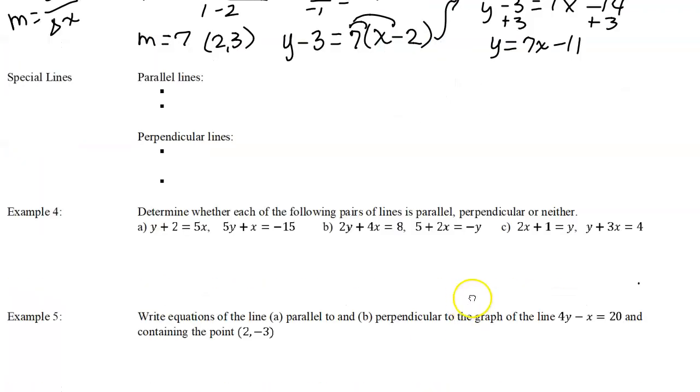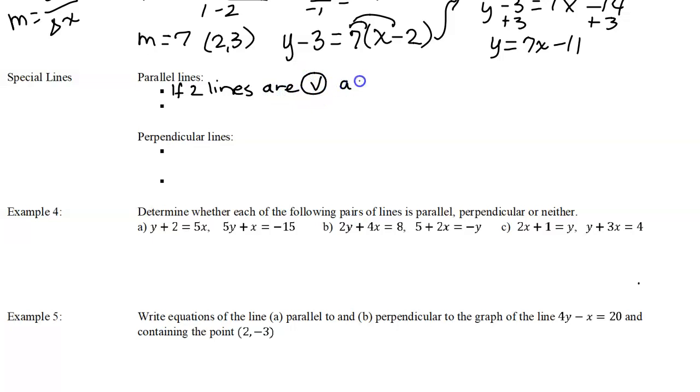Now let's talk about some special lines. So first we have parallel lines. So there's 2 criteria in order for lines to be parallel. Okay. If 2 lines are vertical, right? So first, if 2 lines are vertical, they're parallel.